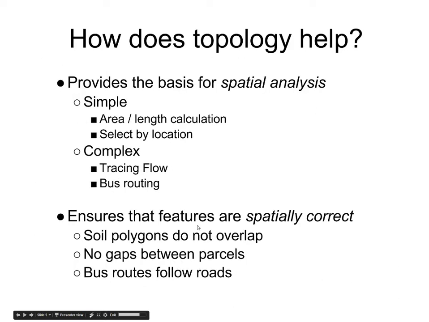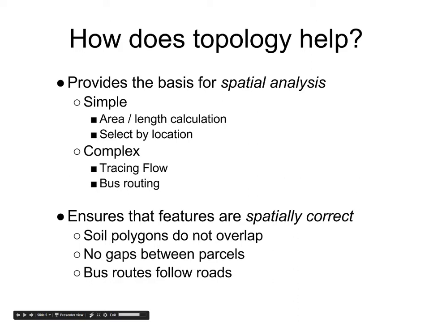So why in the world do we need topology? We need topology for a couple of big reasons. It provides the basis for spatial analysis. So with the GIS, we often want to know what feature is next to another feature, or what roads connect to a different road. So topology helps us determine simple types of spatial analyses like the area and length calculation of features, as well as doing something like a select by location in the software.